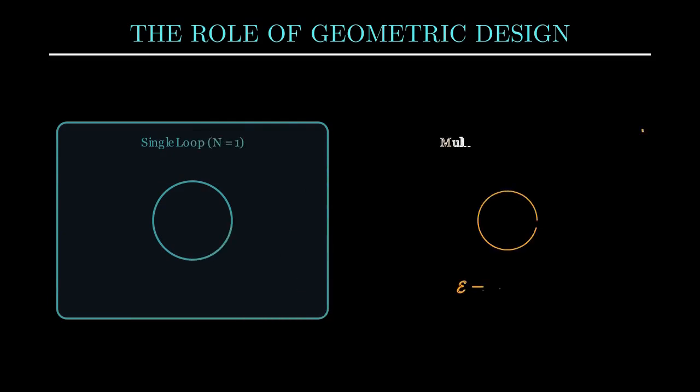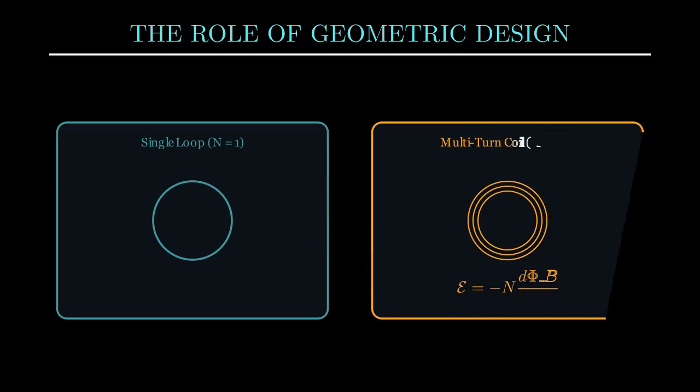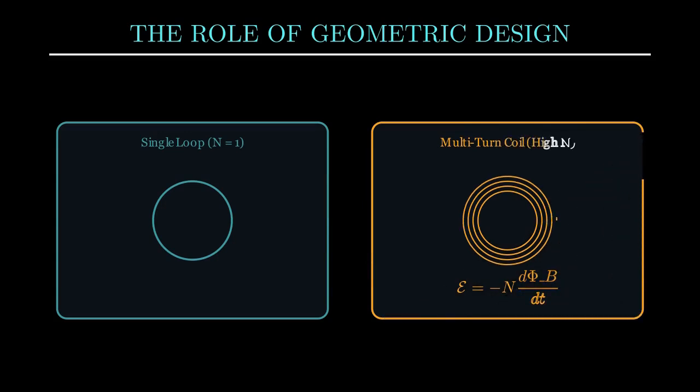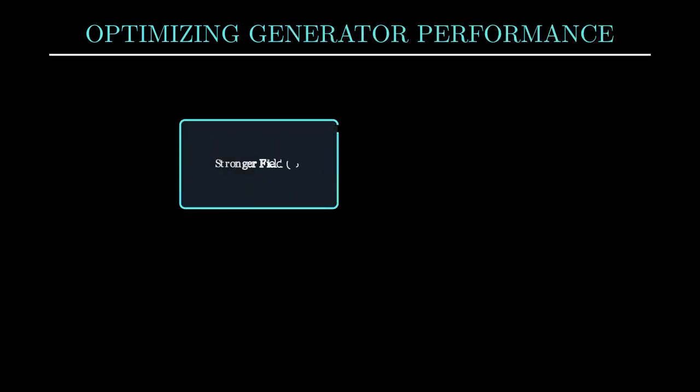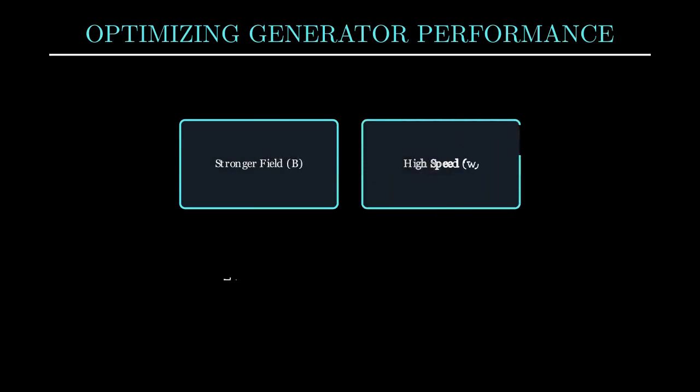The geometry is paramount here. The shape and orientation of the coil relative to the magnetic field are not accidental. They are engineered to maximize the rate of change of magnetic flux as the coil spins. Key geometric factors include the area A of the coil, which determines how much magnetic field can pass through, and the number of turns in the coil, which effectively multiplies the induced EMF.